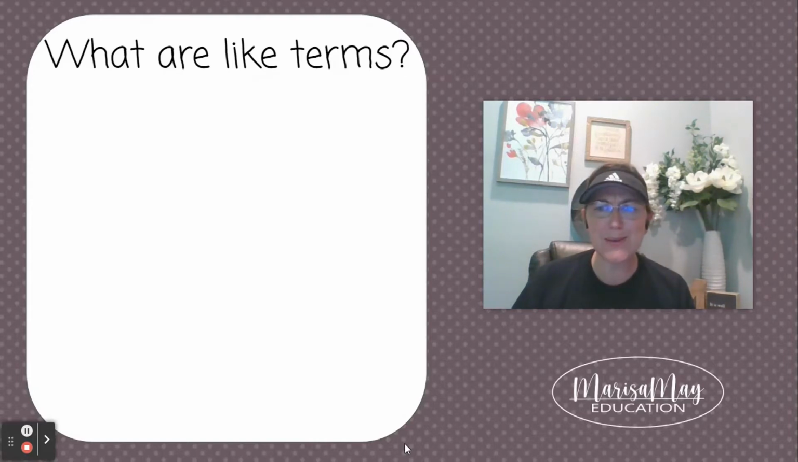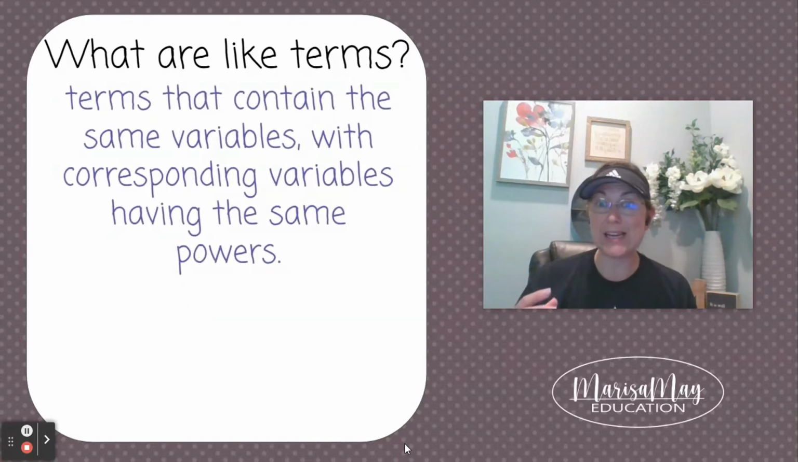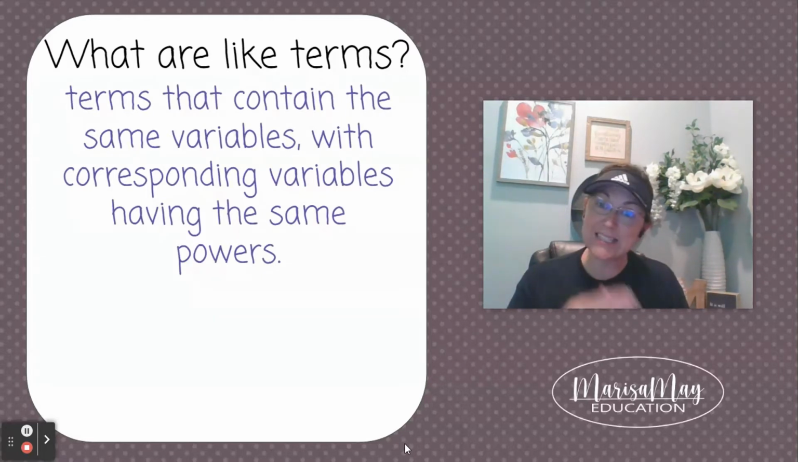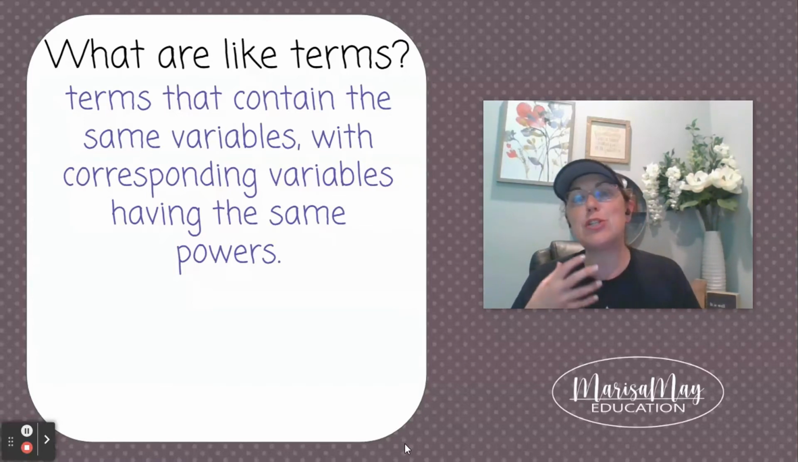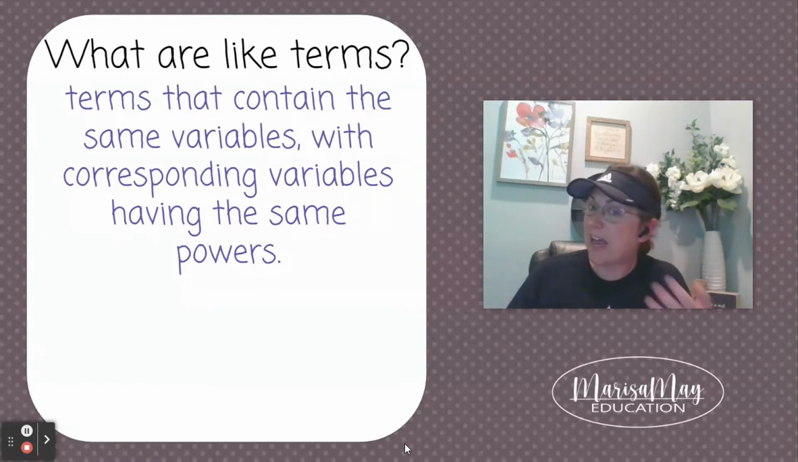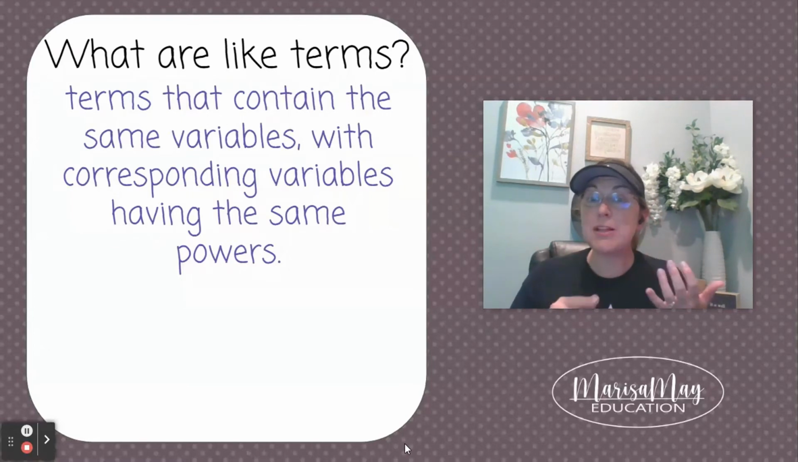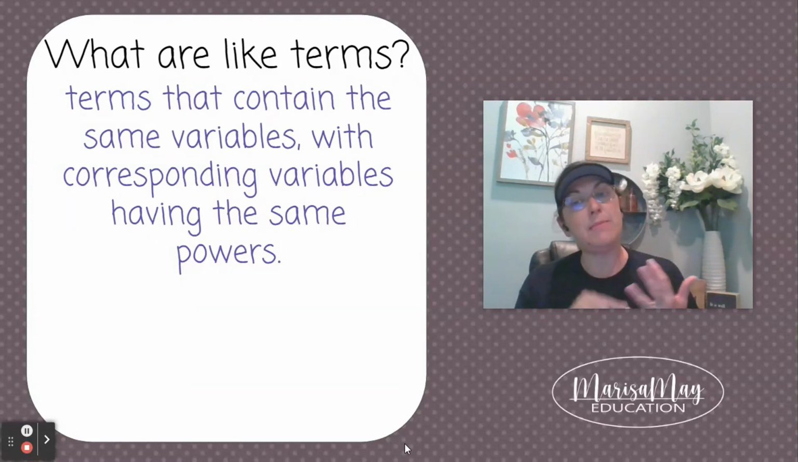So we're going to start with this question. What are like terms? Well, like terms are simply terms that contain the same variables, those are the letters, and the same variables have the same powers. So maybe our expression is going to have A's and B's in it. Maybe it's going to have X's and Y's. But we're going to be looking for the exact same combination.